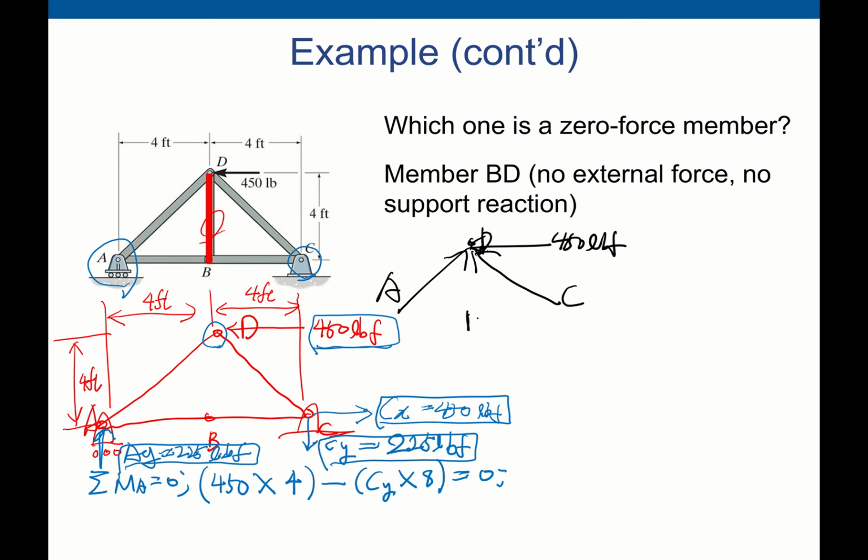So for joint D, we can use an equilibrium equation. Sigma Fx should be equal to 0, sigma Fy should be equal to 0. For the x-axis direction, if we set the orientation such that the right-hand direction is positive x and the upward direction is positive y, then for the x-axis you can say negative 450, because this one is directing left-hand direction, and plus FAD.